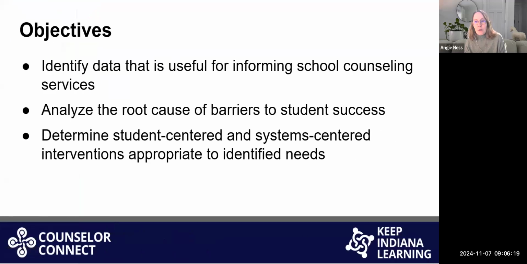The objectives that I'm hoping to get through today are helping you identify data that's useful for informing your school counseling services, how to analyze the root cause of barriers to student success, and then determining student-centered and system-centered interventions that are appropriate to the identified needs.